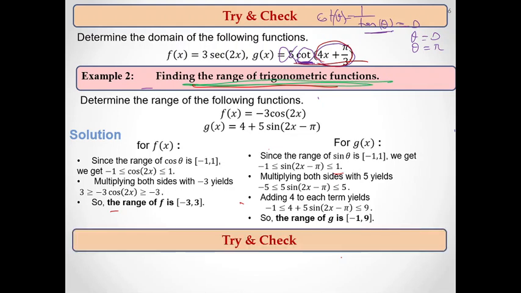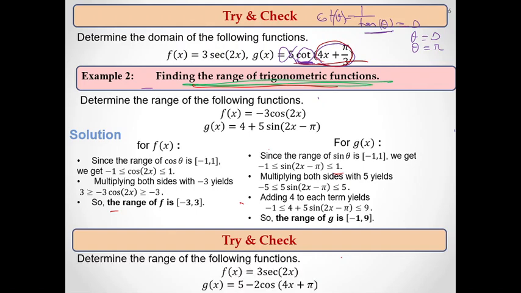Okay, let's look at this try and check problem. Now, secant 2x, and there's a cosine. Please do it yourself. This one I will just write the answer here. It has to be between 3 and 7. The range of g of x, this is the answer here.